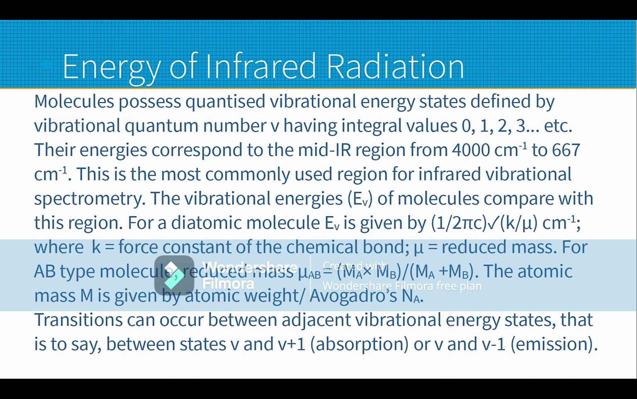Transitions can occur between adjacent vibrational energy states. This is called the selection rule. That is, a transition can occur between quantum state V and V plus 1, which will be called absorption mode, or between quantum state V and V minus 1, which will be known as emission mode.